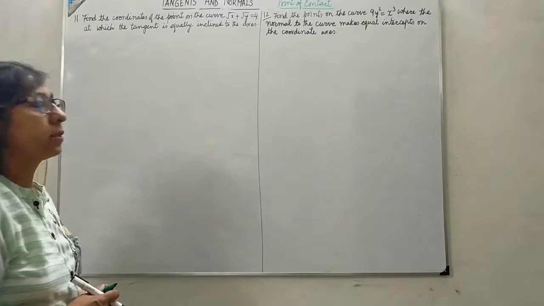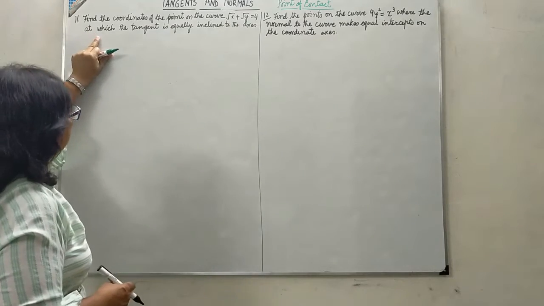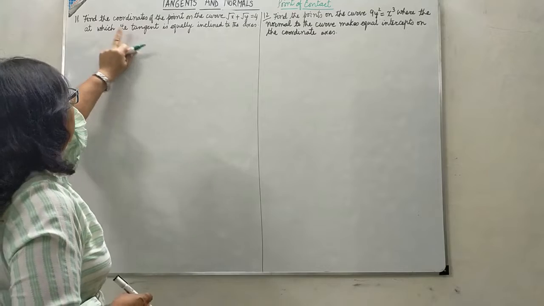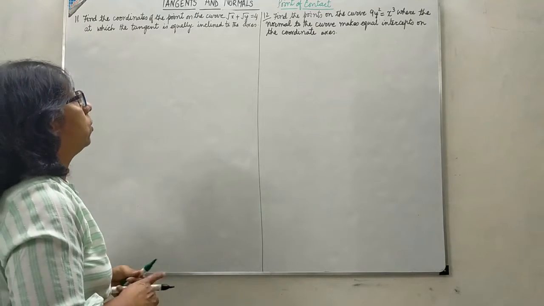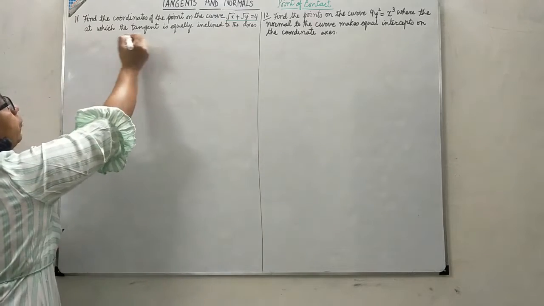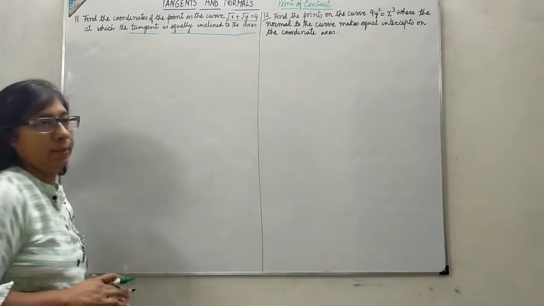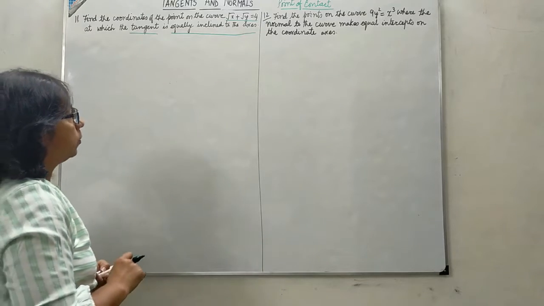Here I am taking some more questions related to the point of contact, and the conditions here are different from those given to you. Find the coordinates of the point on the curve at which the tangent is equally inclined to the axes. Now let us see what it means.